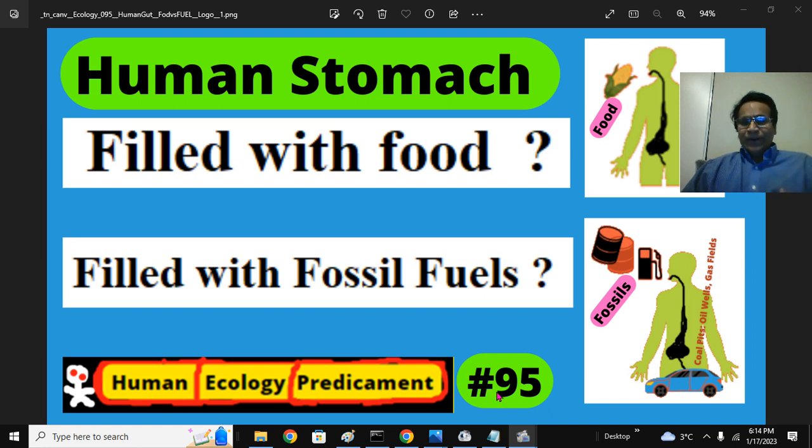We are continuing our presentation on human ecology predicament. This is part 95. The topic of today's presentation is, you see, we have a human here, just stomach or gut I have represented. Again a human here, stomach or gut we have represented here in this icon. Human stomach here filled with food. Human stomach filled with fossil fuel. How do we connect these two? That is the point of discussion today.